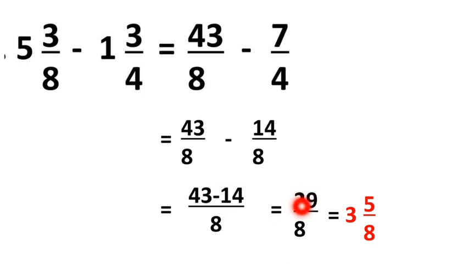So this is an improper fraction. You want to give the answer in mixed fractions. If you divide, you will get the answer 3 5 by 8.